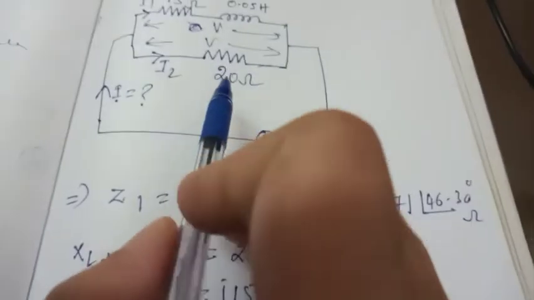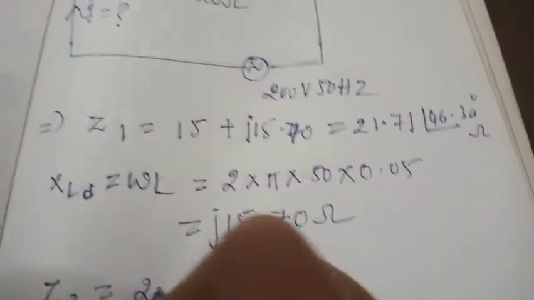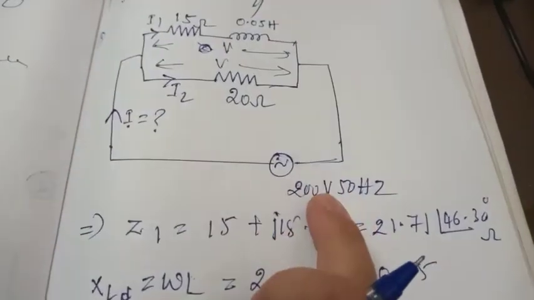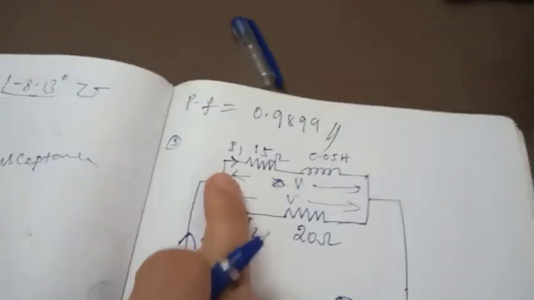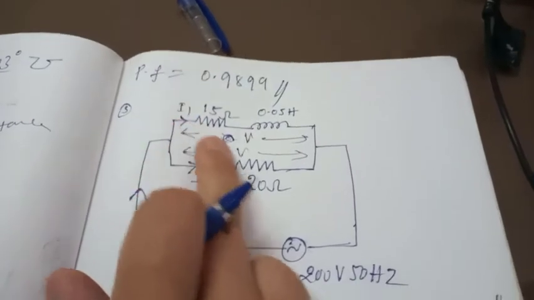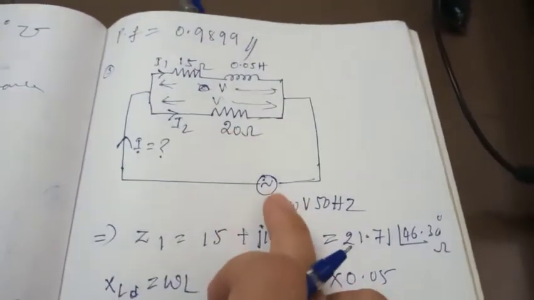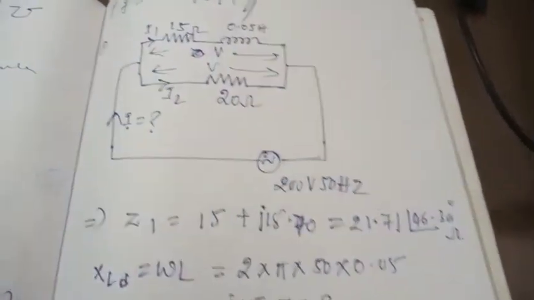Now the value of Z2 is 20 ohm. Now what do I have to calculate? I have to calculate the main current I. They have given the voltage, and you have to calculate the equivalent impedance. V divided by the equivalent impedance is equal to I. Correct?